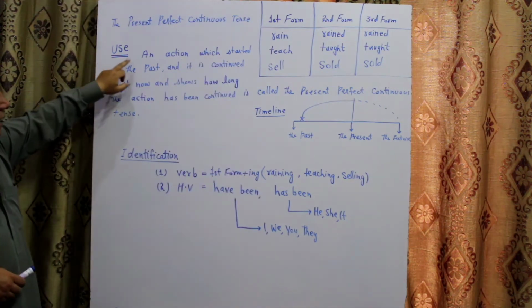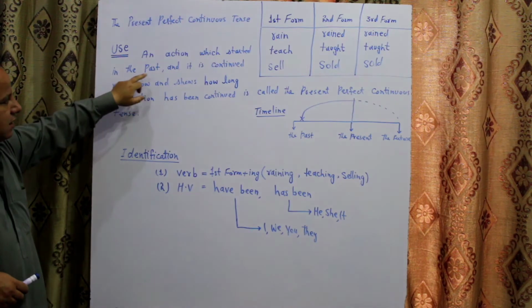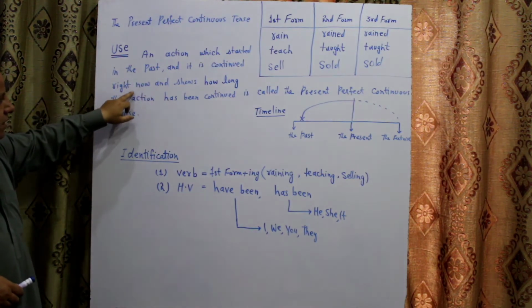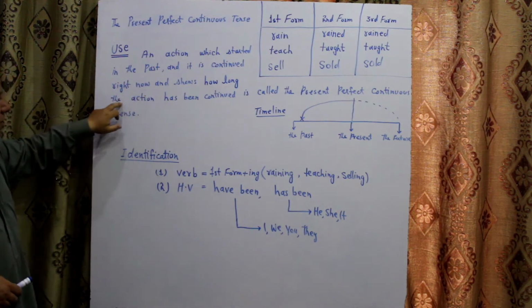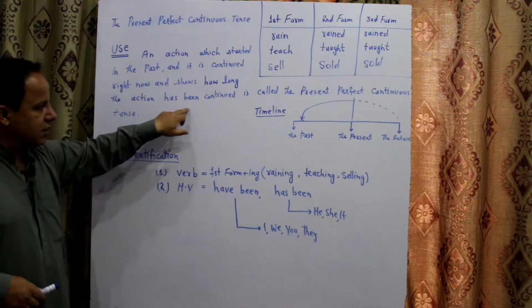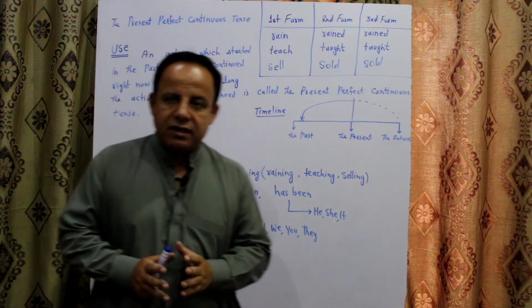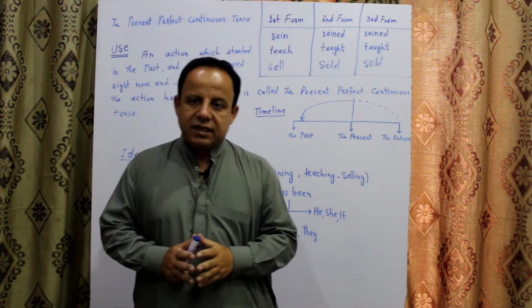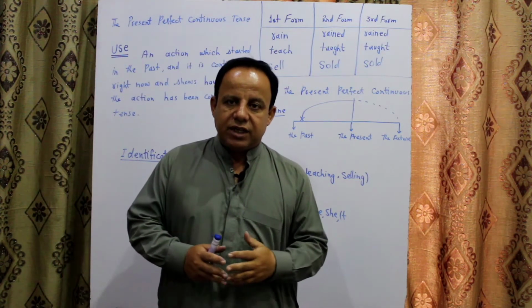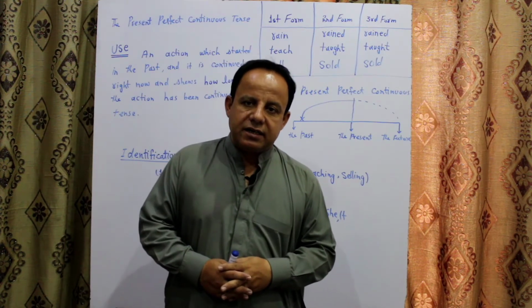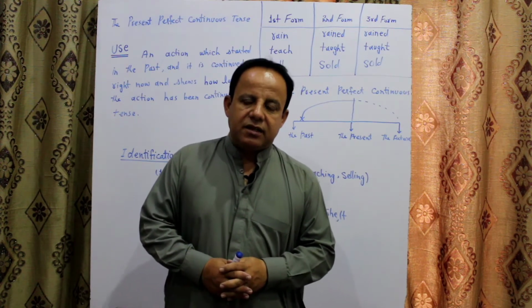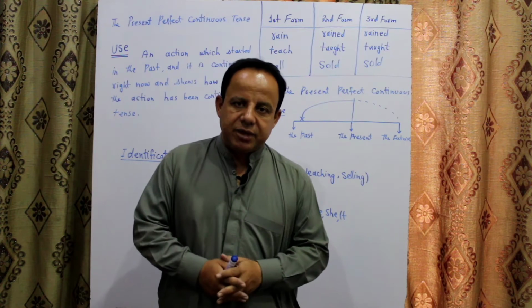There is a use: an action which started in the past and is continued right now, and shows how long the action has been continued, is called the present perfect continuous tense. It means there is again a link of the past tense and the present, which are linked with each other. Here we talk about the length or duration of the time, that is, how long the action has been going on.